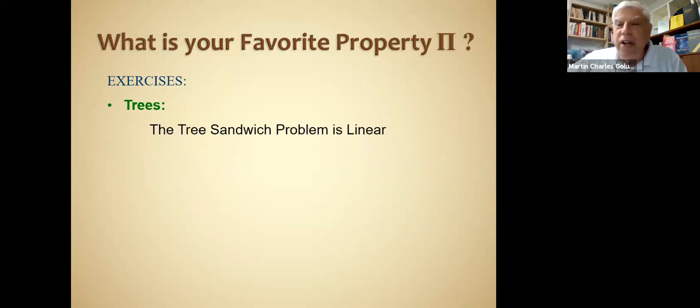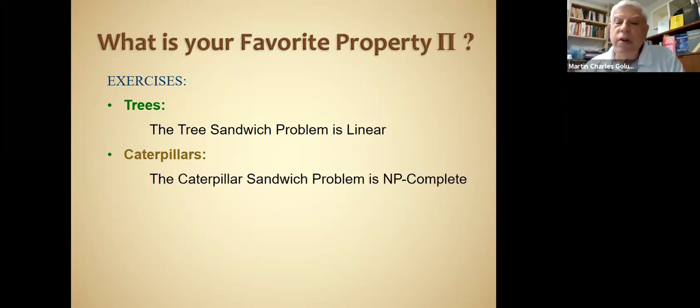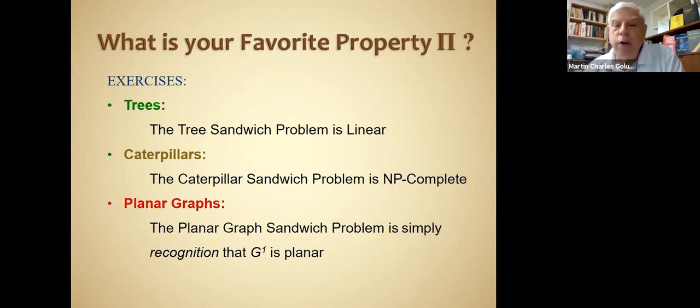being a tree is a very nice graph property. The tree sandwich problem is linear. Caterpillars is a nice property to have. That is a graph that is a path with pendant edges sticking out of it. The caterpillar sandwich problem is NP-complete. And planar graphs, well, that's very easy. The planar graph sandwich is simply checking whether the mandatory edges G1 form a planar graph, recognizing that, because adding edges will only make it worse.